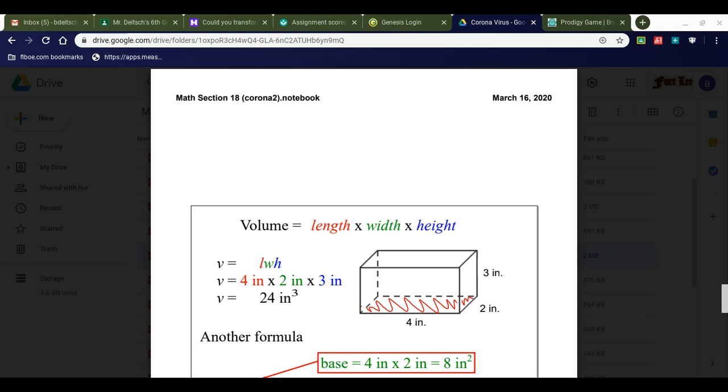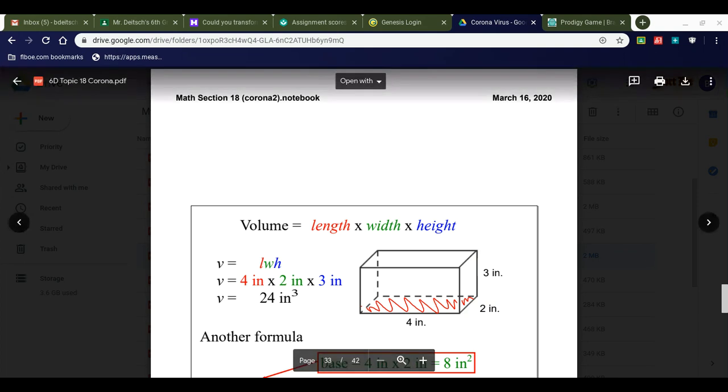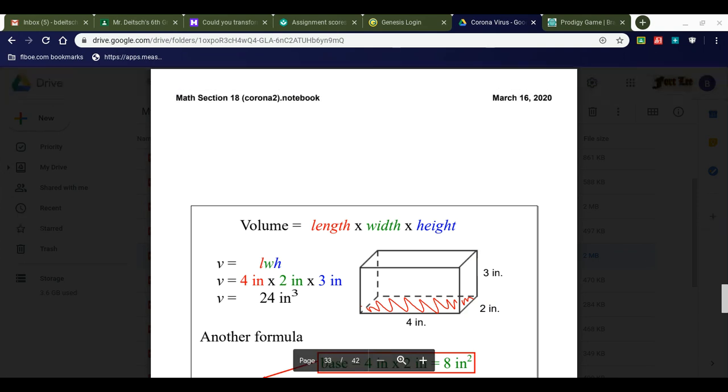If you notice to the right in the visual, what I did was I shaded in the base. Okay, so a different formula that you can use for any prism is find the area of the base and multiply it by the height. So if you think about it, the first step that we did was 4 times 2, which is 8. 8 is the area of the base. So if you have the area of the base of any figure, you can just multiply it by the height.